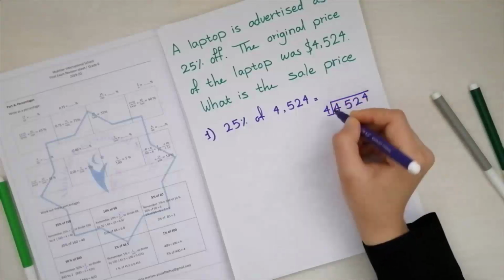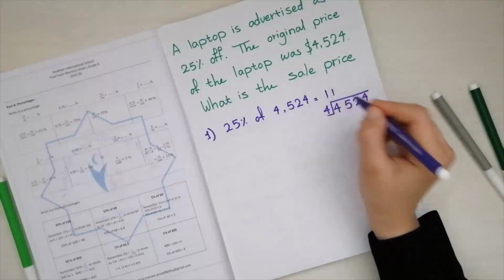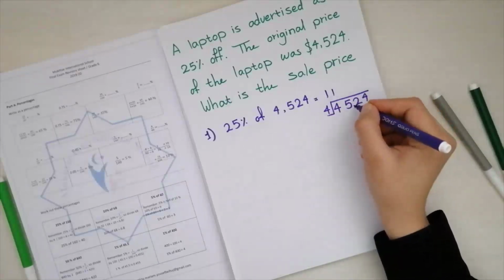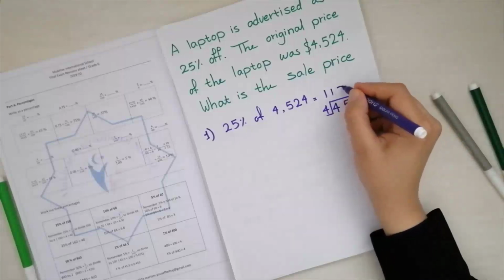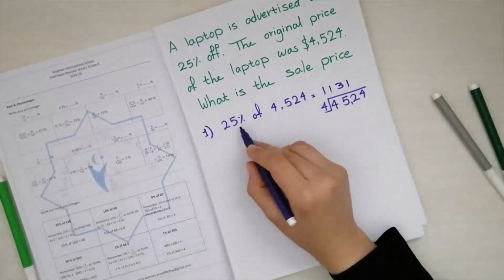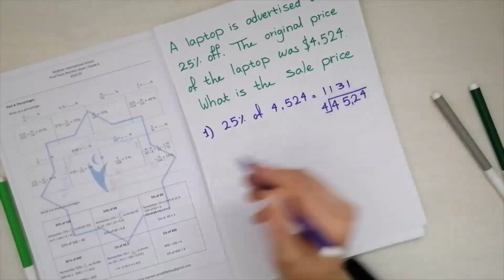divided by 4. 4 divided by 4 is 1. 5 divided by 4 is 1, remainder 1, because 1 times 4 is 4. We have 5. 12 divided by 4 is 3. And 4 divided by 4 is 1. So 25% of 4,524 is 1,131.